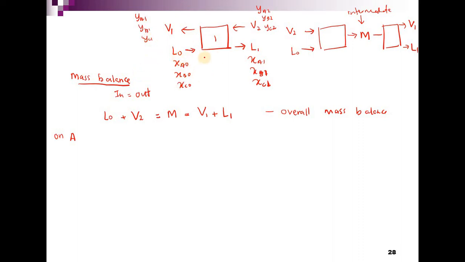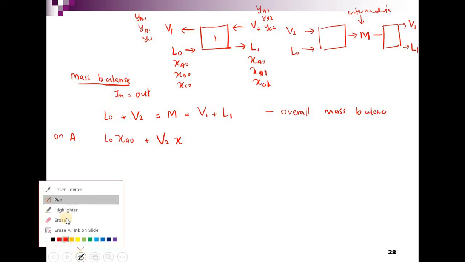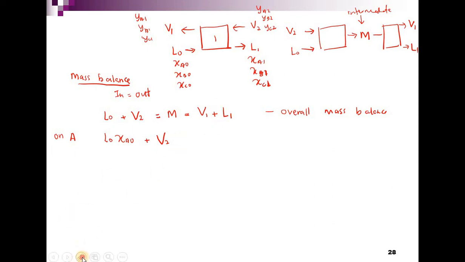Okay, if I want to do the mass balance on component A, it will become L0 times XA0 plus V2 YA2 equal to M times XAM, equal to V1 YA1 plus L1 XA1. Okay, so this is on the component A.